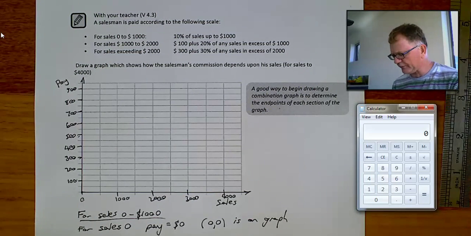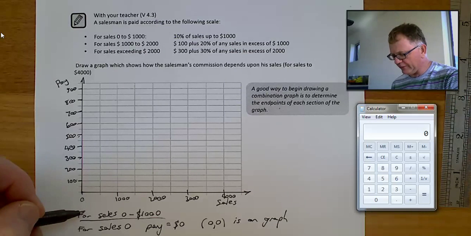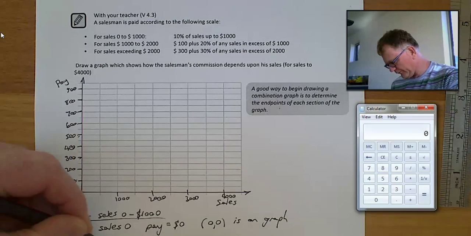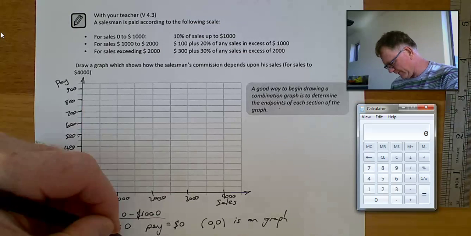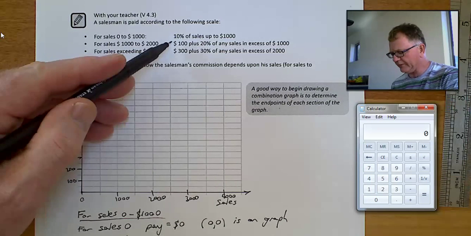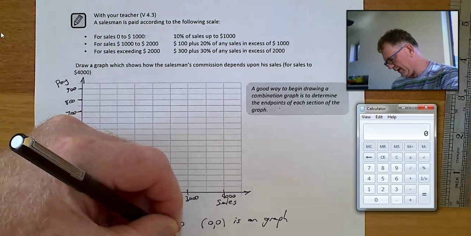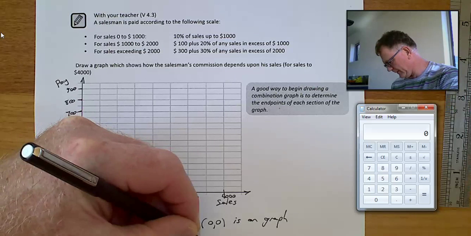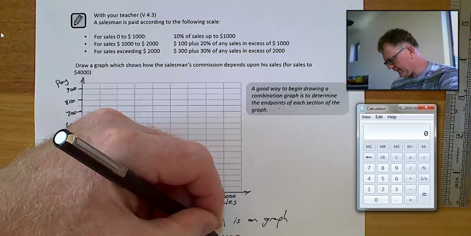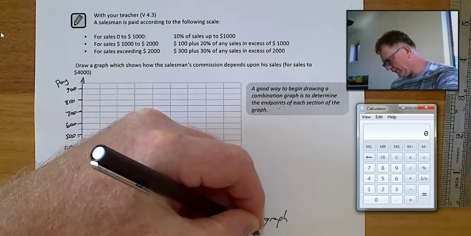What about, according to this first line, what would happen if he earned the end of that bracket, if he earned $1,000? His pay, according to this, is 10% of anything if he sells up to $1,000. So his pay is equal to 10% of 1,000. You can do the maths here. Well, 10% of a number is easy enough to work out: $100.